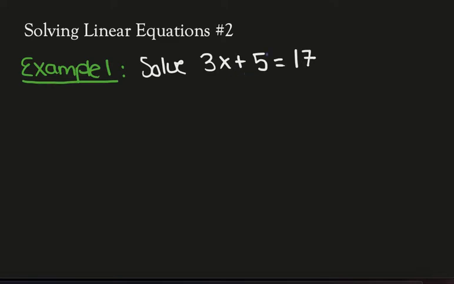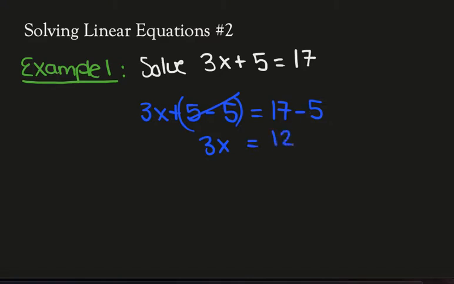So remember, we first deal with the addition terms. So to get rid of this plus 5, we're going to do the opposite, which is minus 5. So we'll have 3x plus 5 minus 5, and whatever we do to the left hand side we have to do to the right hand side, so we get 17 minus 5. These 5's cancel, so I have 3x is equal to 17 minus 5, which is 12, and then we do the opposite of multiplication by 3, which is division by 3. These 3's cancel and I get x equals 4.